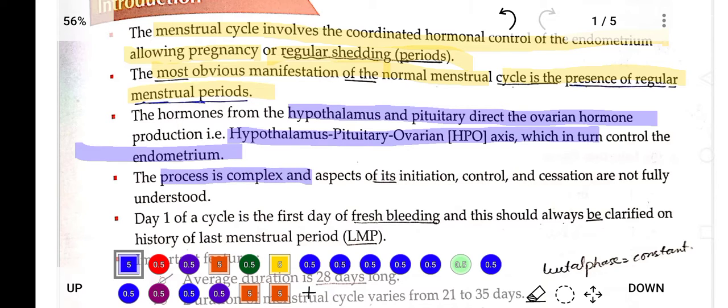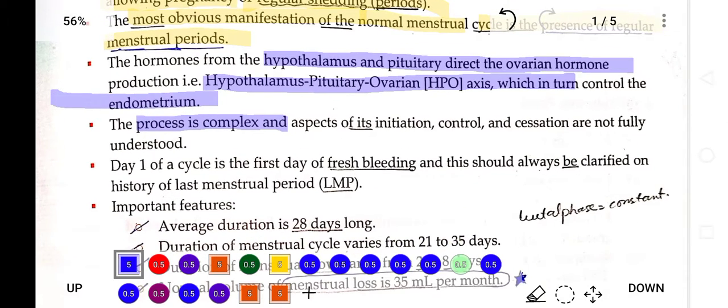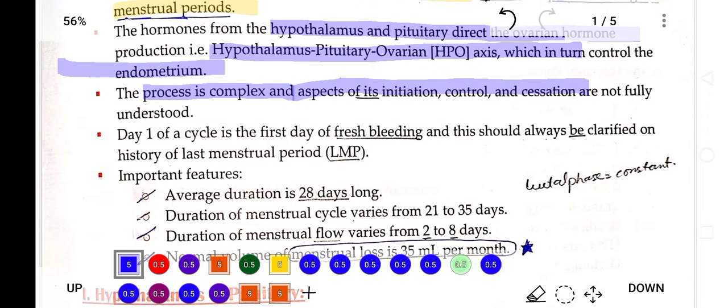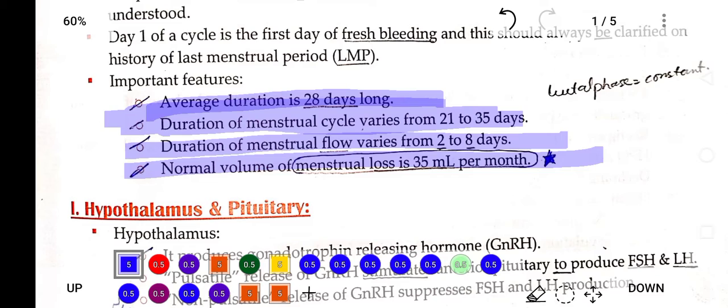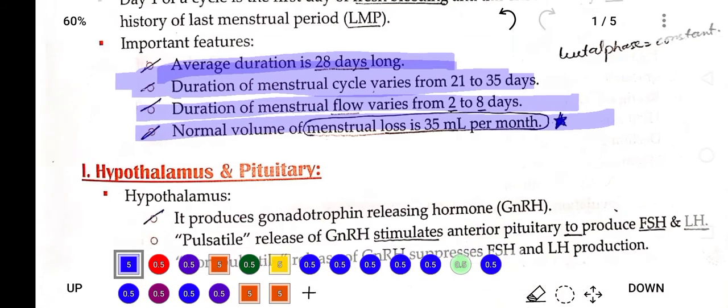The process is complex, and its aspects initiate, control, and cease the menstruation. The average duration is 28 days. The duration of the menstrual cycle varies from 21 to 35 days, and the duration of menstrual flow varies from 2 to 8 days. The normal volume of menstrual blood loss is 35 milliliters per month.